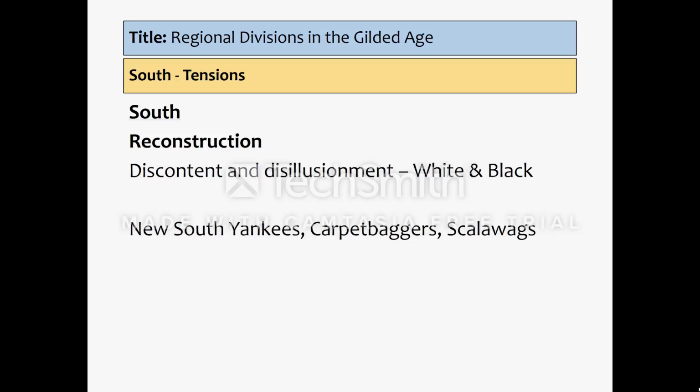There was discontent and disillusionment on both sides. There was growing social unrest between middle-class white people and working-class white people, and there was the same discontent and the same disillusionment among black African Americans. They were still trying to decide how they get their goals. Is it moderation or is it radical violence?